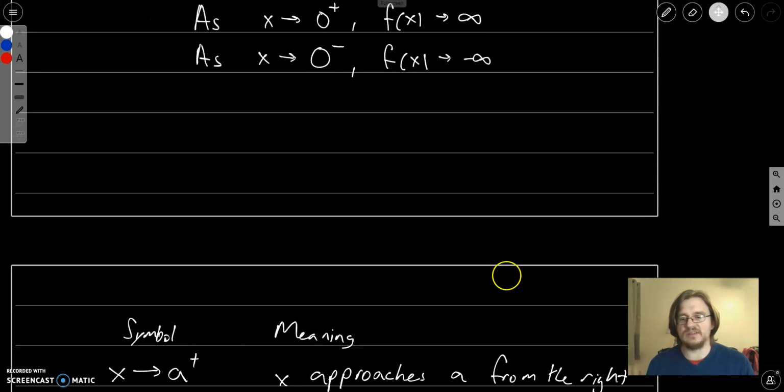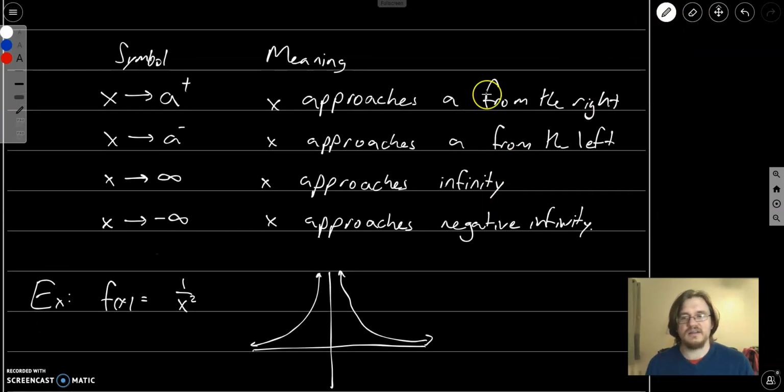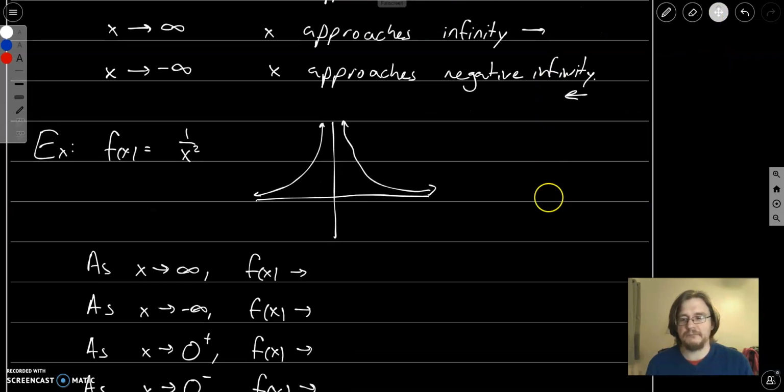So again, with this notation, if you are approaching some number a, the plus sign means that we're approaching from the right-hand side. The negative sign means that we're approaching a from the left-hand side. And x approaching infinity means that we're going forever to the right, and x approaching negative infinity means that we're going forever to the left-hand side.